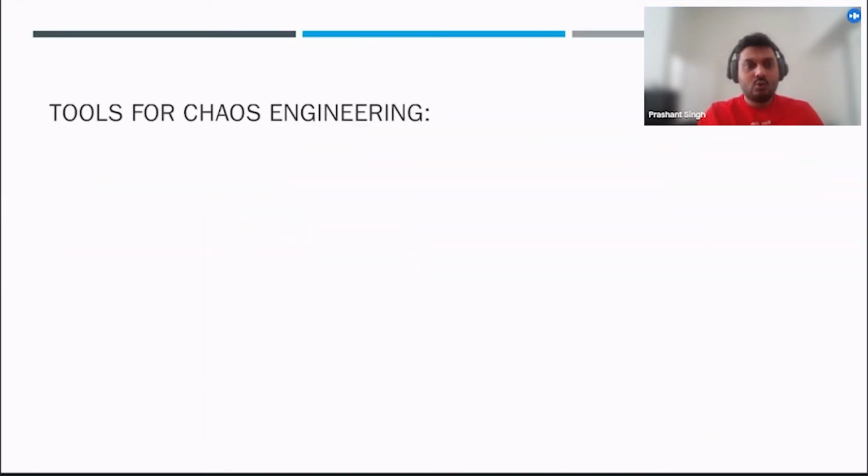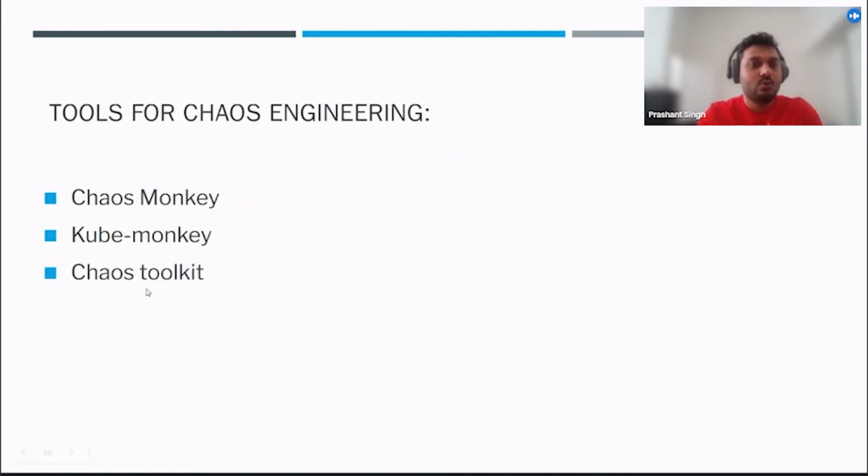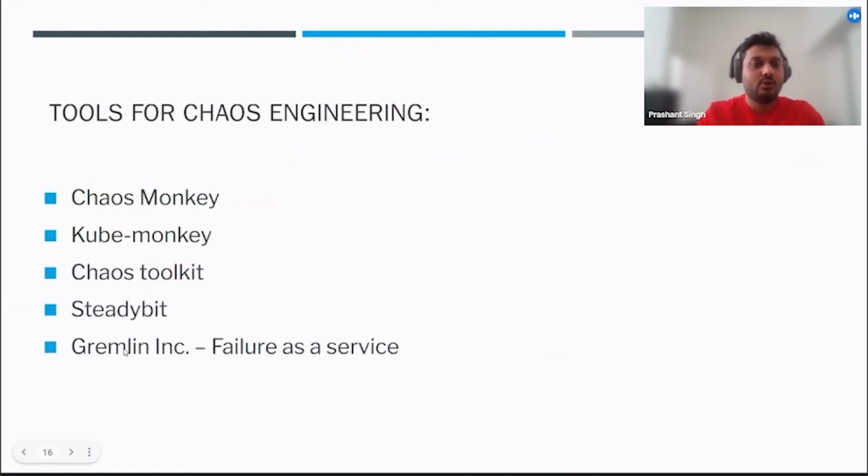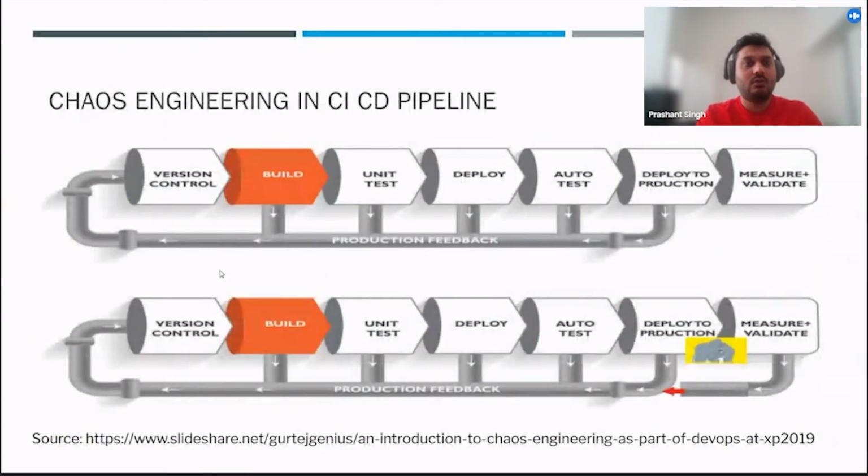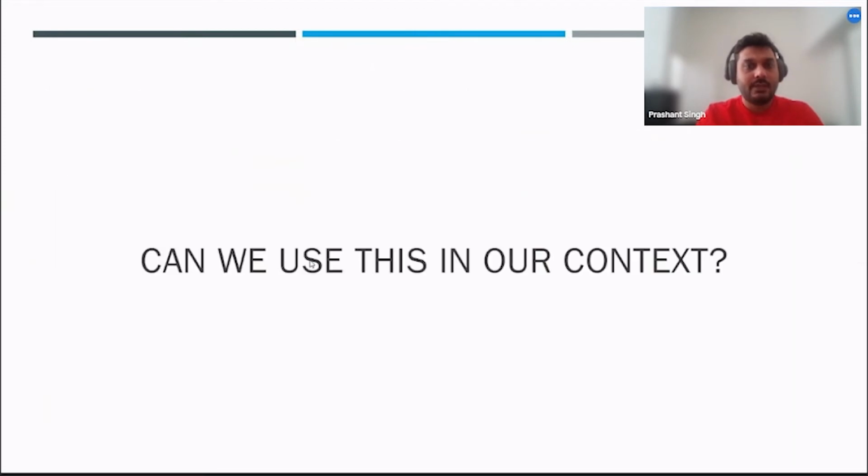Now, if we talk about tools for chaos engineering, there is Chaos Monkey, one of the first tools, which came in 2010, almost 11, 12 years ago, from Netflix. Then there are many tools for Kubernetes, Kube Monkey, Chaos Toolkit, Steadybit, whatnot. Gremlin Inc. provides failure as a service, and I'm going to give you a demo on Gremlin. Obviously, we can also fit chaos engineering in a pipeline. The question is, can we use this in our context?